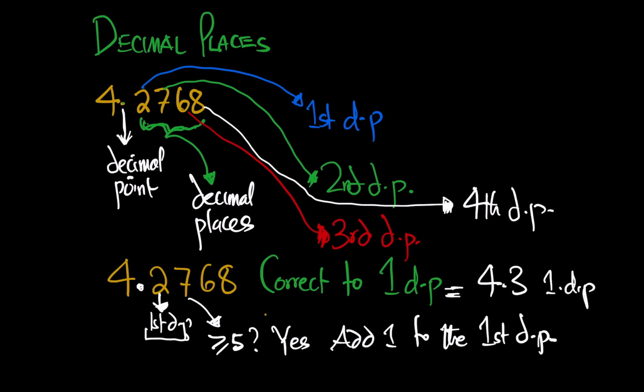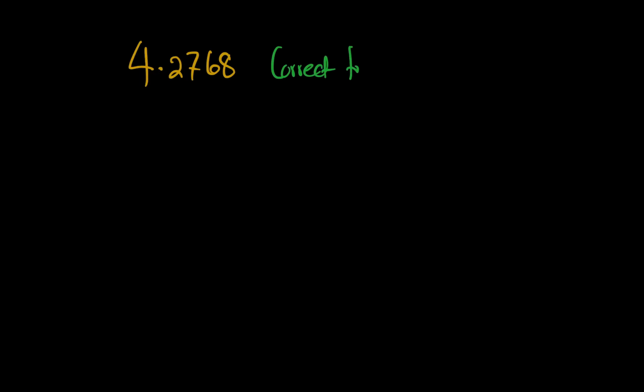Let's take it again. Okay, we're going to continue. We have 4.2768, for example, and we're being told to correct to one decimal place, right? We said that this is our first decimal place, but the number right after the first decimal place is 7, and 7 is greater than 5.